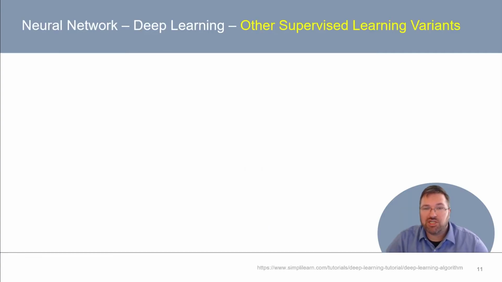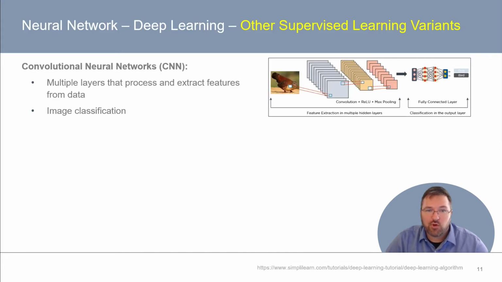Let's start by mentioning other supervised learning variants of deep learning. The first are convolutional neural networks, or CNNs. These networks include multiple layers that process and extract features from data. This has been commonly applied for the effective classification of images.